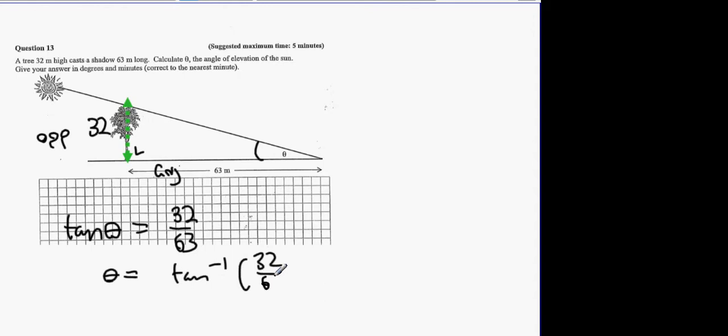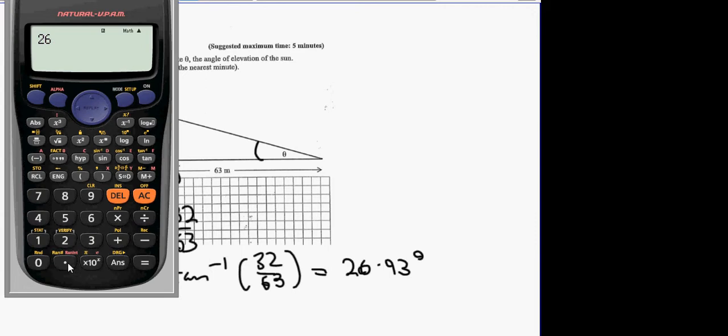Theta, therefore, equals tan inverse of 32 over 63. You put that into your calculator, and what you get is the angle is 26 degrees and 26.93. Now, there's a problem with this. It wants it to the nearest minute. So with 26.93, you can press this button here and it'll tell you that it's 26 degrees, 55 minutes, 48 seconds. It's exactly like time. 55 minutes, 48 seconds is closer to 56 minutes. So you change it to 56.